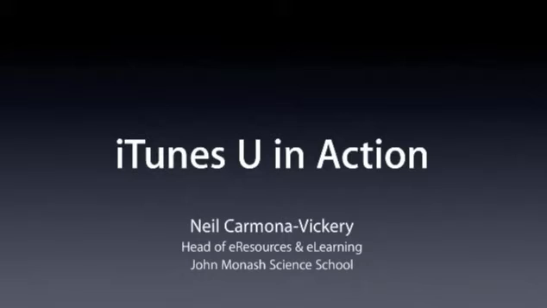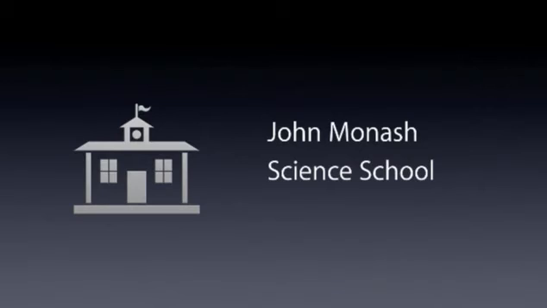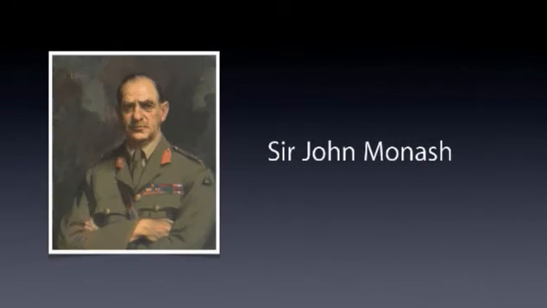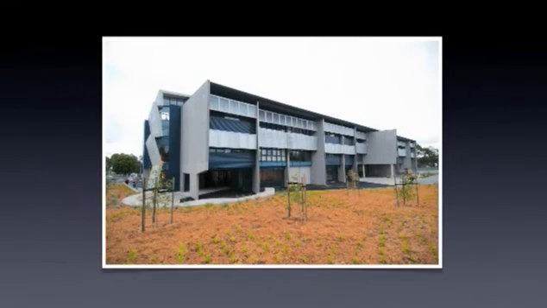John Monash Science School is a co-educational senior secondary government school that specialises in teaching science, mathematics and associated technologies. It is named after Australia's most famous soldier, Sir John Monash, who was a man of wide-ranging intellect. The school was founded in 2010 and is the result of a partnership between the Victorian Government and Monash University. John Monash is located in a purpose-built facility on Monash University's Clayton campus in Melbourne.